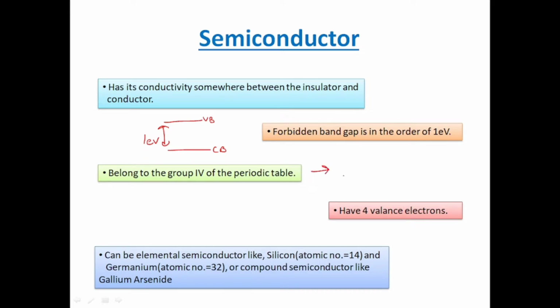Now it belongs to group four of the periodic table. This means it has 4 valence electrons, that is, 4 electrons in the outermost shell. Now a semiconductor can be either in pure form, which is generally silicon and germanium, or it can be a compound semiconductor like gallium arsenide. These compound semiconductors are formed by combining two elements from the groups around group four.